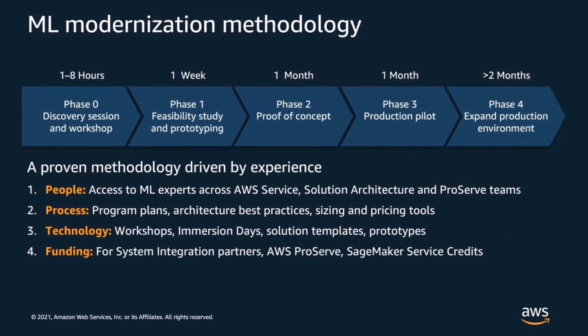We take a phased approach on a proven methodology. And again, it's a consultative approach where we spend time from phase 0 all the way through phase 4. And it's driven by experience, such as the people, process, technologies, and funding. We have ML experts across the AWS service, solution architects, and professional services teams that are capable and ready to assist you on your journey. We have processes, program plans, and architectural best practices, as well as sizing tools, total cost of ownership, and pricing tools. We have technologies as well as working sessions such as workshops, immersion days, and solution templates. And as I mentioned, we do provide funding for those customers that qualify. This is one element of how we can assist customers such as yourselves to modernize their ML architecture on SageMaker.